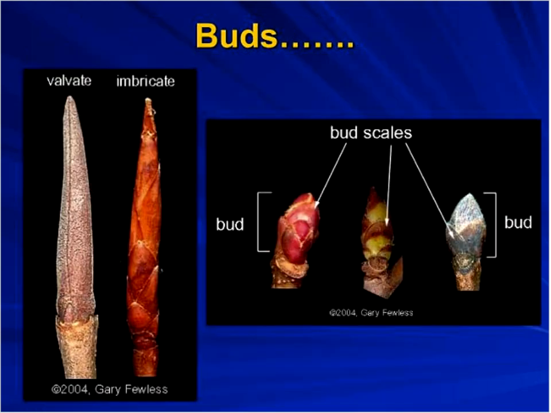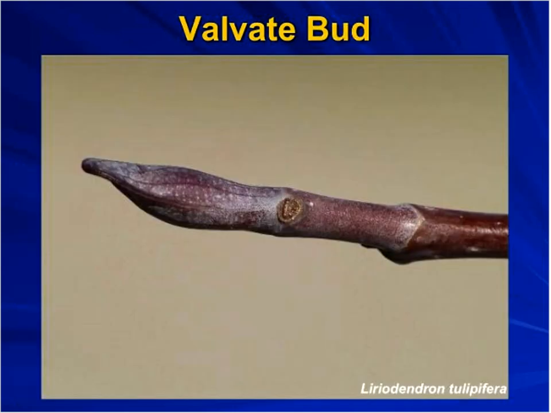Buds. There are entire books published on identifying winter plants or woody plants in the winter landscape, and a lot of that is focusing on buds. A few very general characteristics. This is the duckbill-shaped bud of Liriodendron, the yellow poplar, a tulip poplar. Very distinct, looks to me like a duckbill.